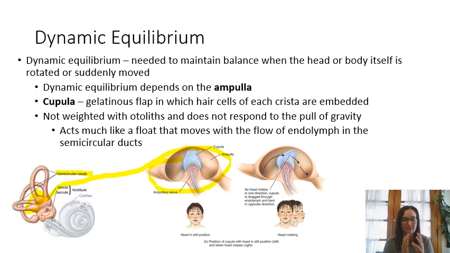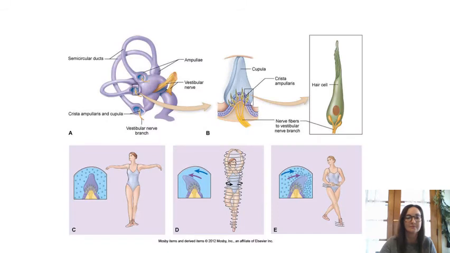The cupula is basically like a flap of gel that's going to respond to the pull of, in this case, inertia. So not gravity, but inertia. As you move in one direction, this gel gets dragged behind you. So as you're moving, all of the cupulas within the ampulla of each one of the semicircular canals is going to respond differently depending on the direction of movement.